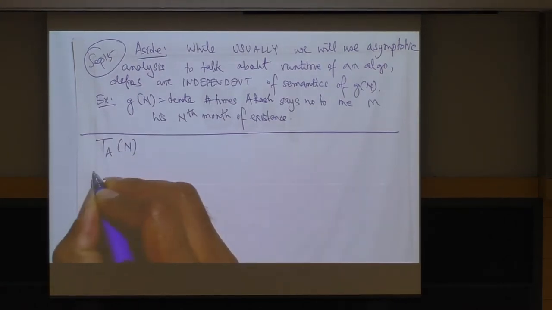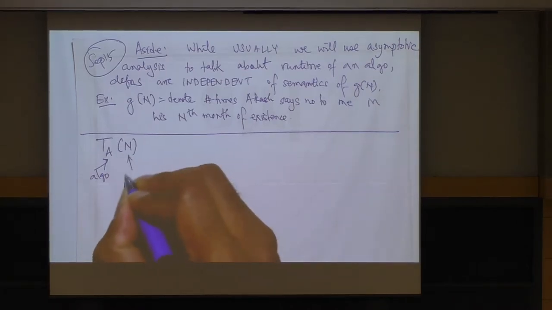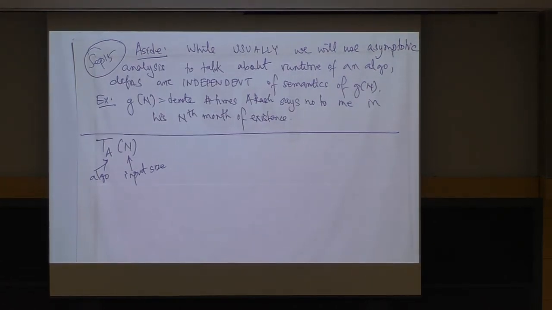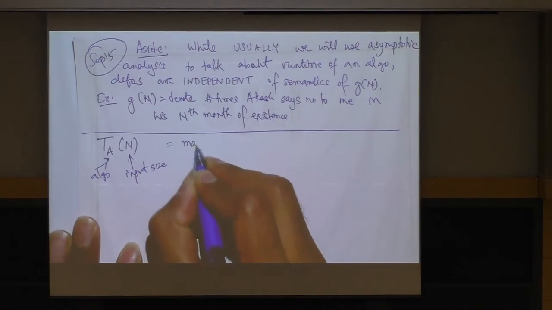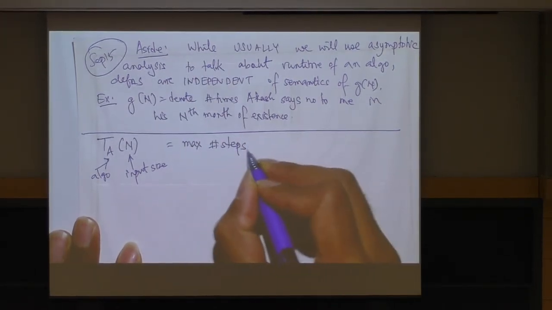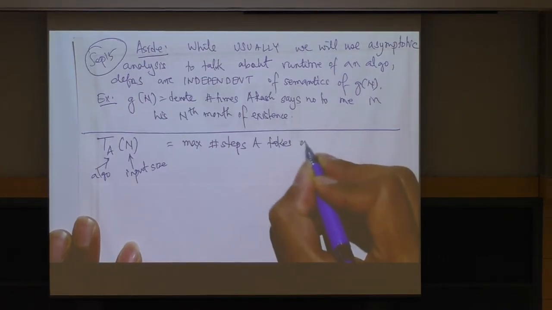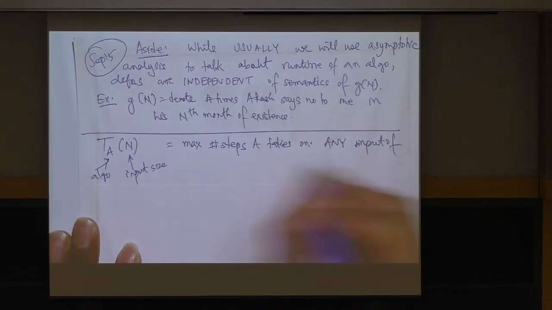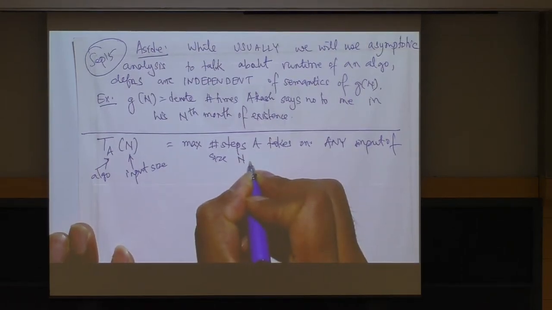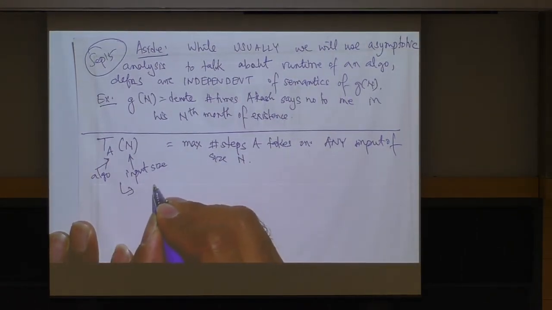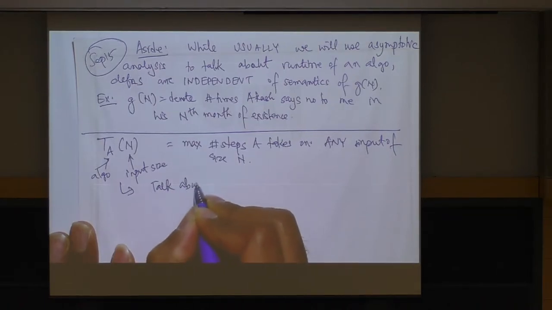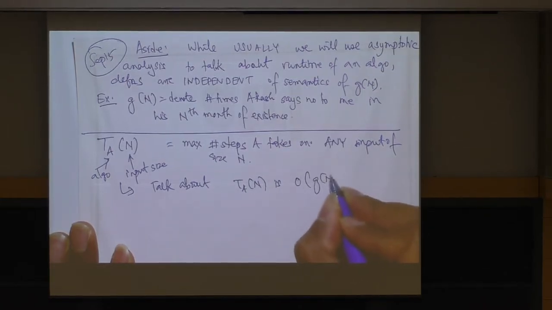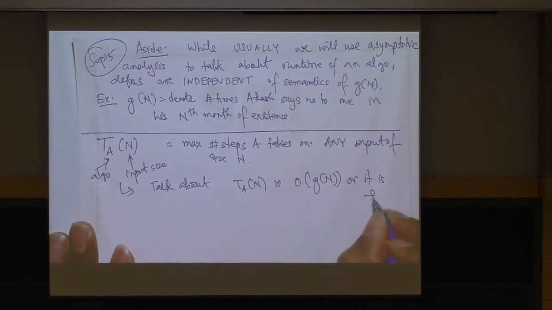So if I have an algorithm A, and we're talking about input size n for the algorithm, then we define T_A of n to be the maximum number of steps A takes on any input of size n. And then later on we'll talk about things like T_A of n is big O of g of n, or it is, say, omega of f of n.